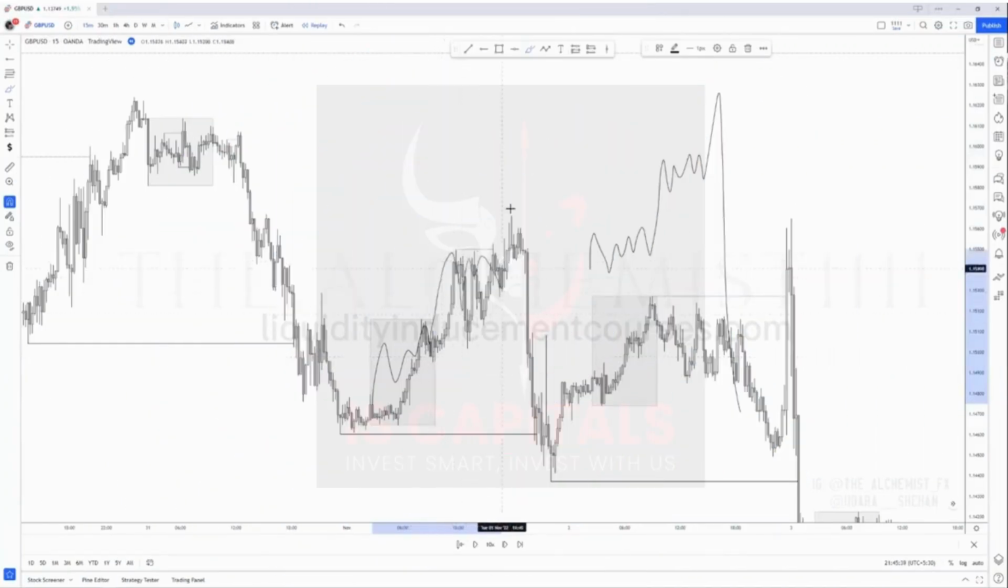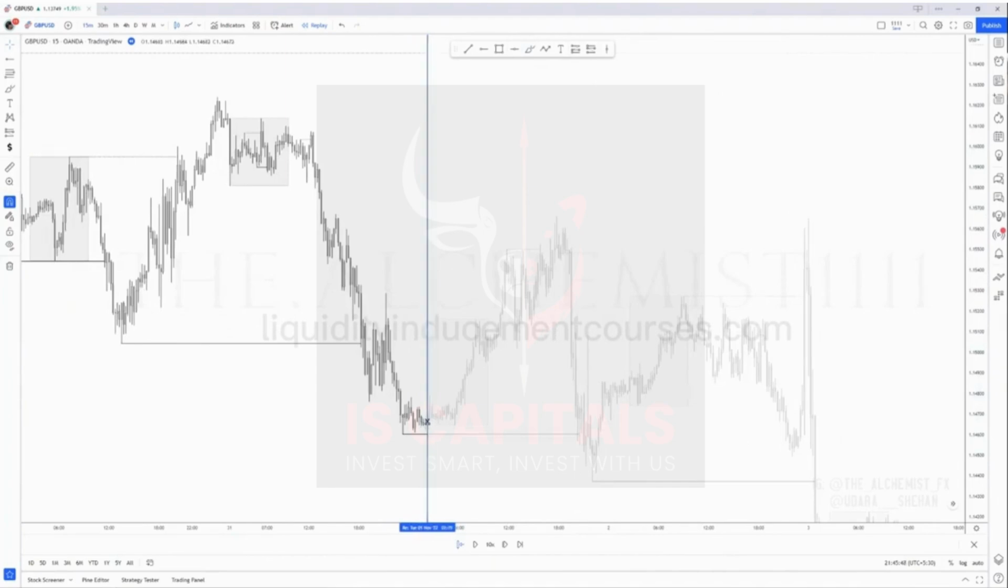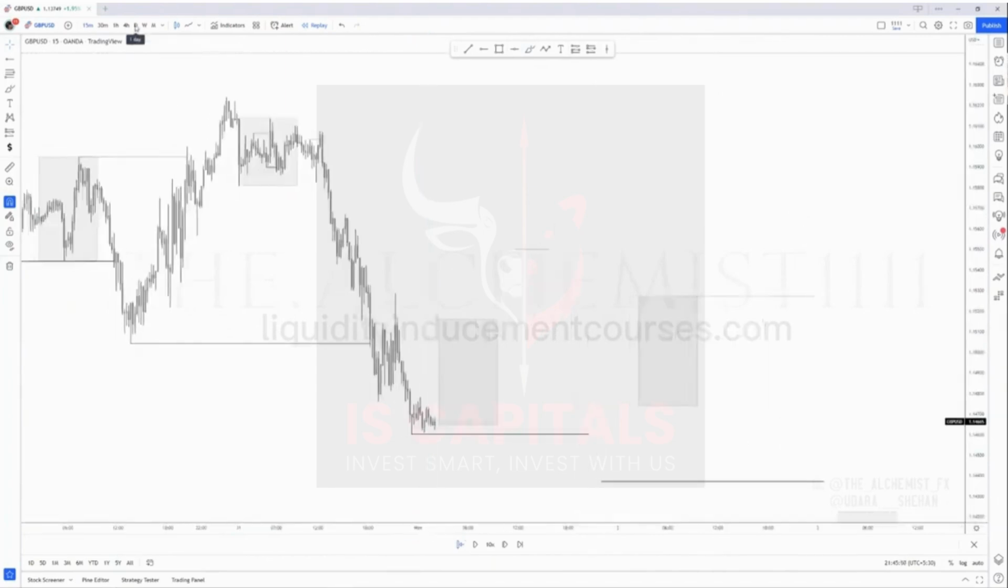London news. Same exact thing. But now you might be wondering, okay, where did this tap into? Where did this tap into? Let me show you. Multi-time frame. Okay. Go to the daily.